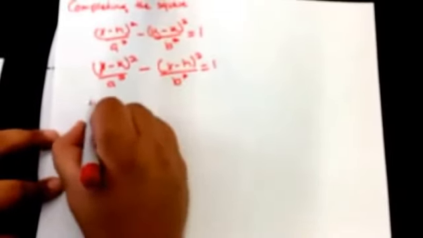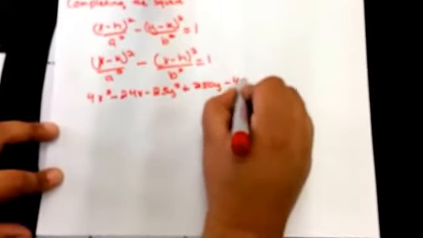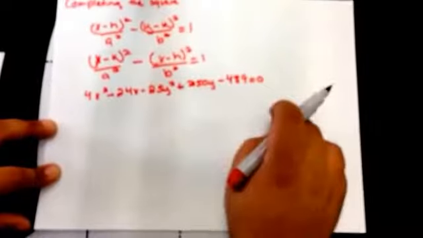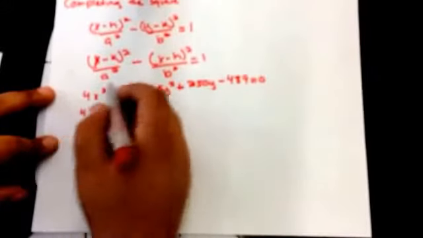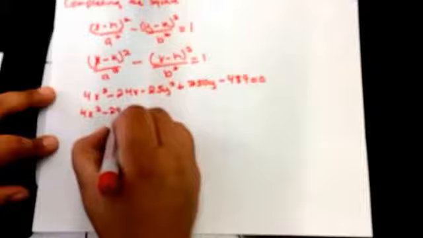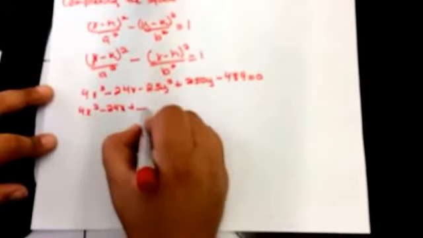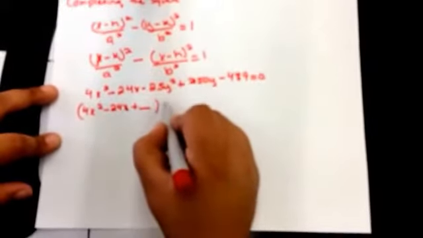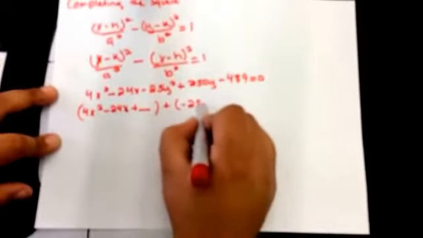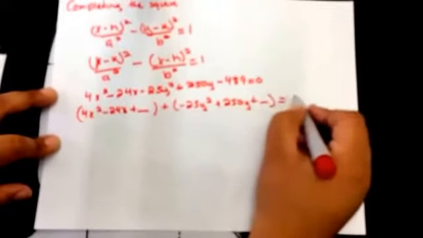So if I give you the following equation, 4x squared minus 24x minus 25y squared plus 250y minus 489 equals 0, we need to convert into standard form by completing the square. So the first thing you want to do is combine your x's. So 4x squared minus 24x plus a number. And here you have plus negative 25y squared plus 250y plus a number equals 489.